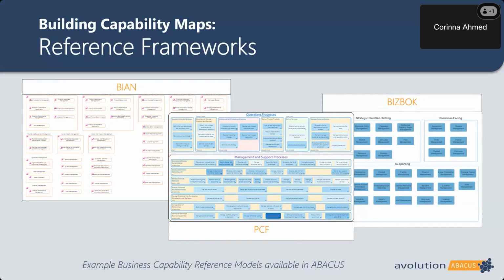Meanwhile, there are many other frameworks that have both industry specific and general versions. So BizBock is an example of this. It has a general capability model, the top level of which is pictured here, but it also has industry-specific versions, several of them. And APQC's process classification framework is similar. For this framework, oftentimes the top levels are used for capability modeling. And again, this has a general version and industry-specific versions.